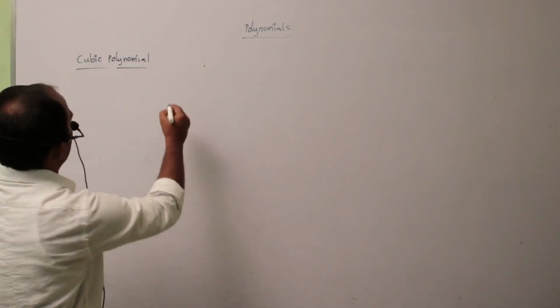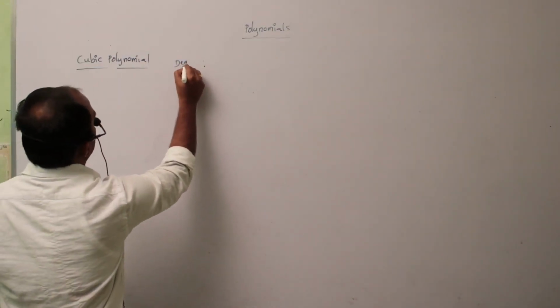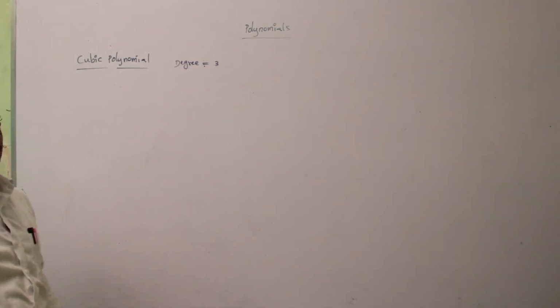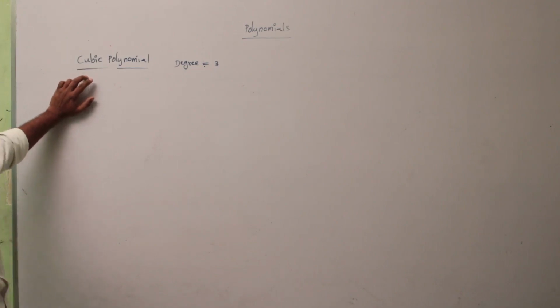Next one, cubic polynomial. Cubic polynomial means we know very clearly the degree of the polynomial is 3. Then the polynomial is said to be a cubic polynomial.